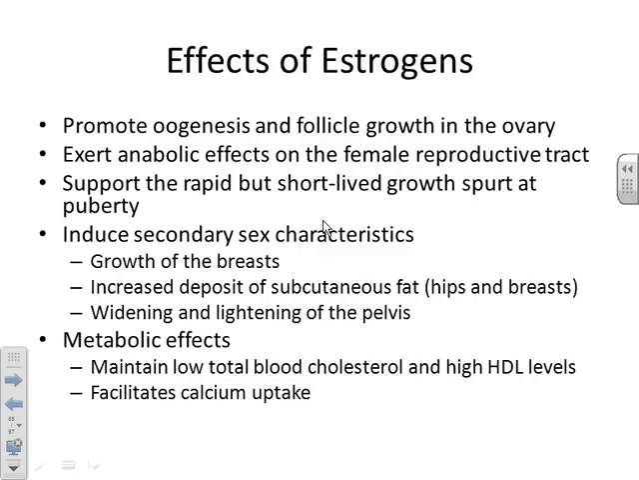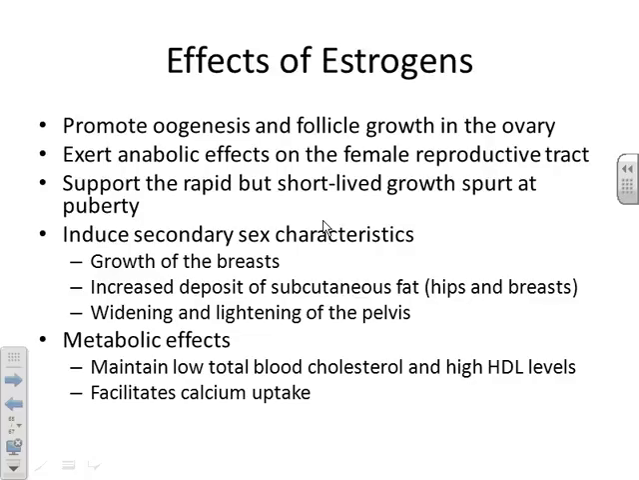Now, we've been looking at what estrogen does to the female body as far as what it does in the ovary and what it does in the uterus. So we understand that estrogen is going to promote the development of the egg. It's also going to help promote ovulation because the estrogen is high during ovulation. But estrogen does do other things.